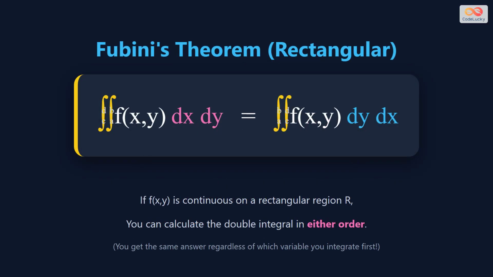Here is the statement of Fubini's theorem for the simplest case, rectangular regions. It states that if your function is continuous, the order does not matter. You can integrate with respect to x then y, or y then x. Both methods will yield exactly the same result.